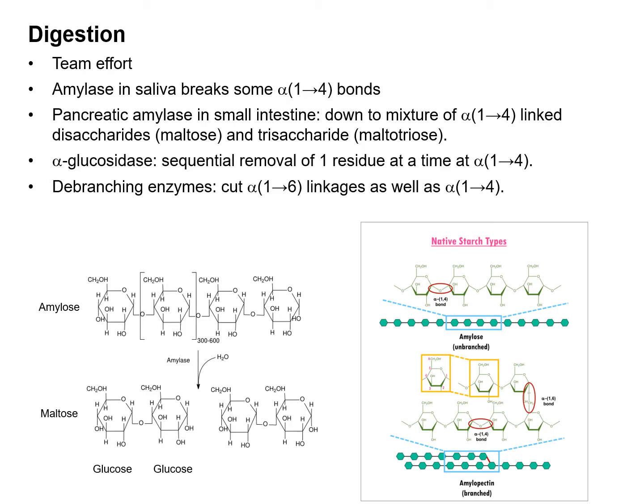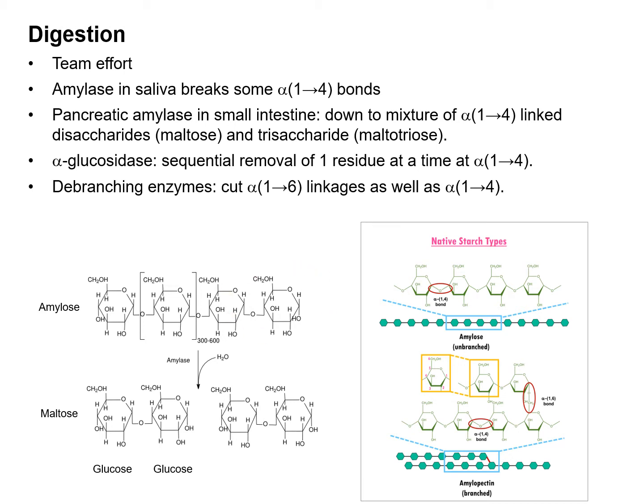Digestion of the polysaccharides is a sort of team effort where multiple enzymes and processes are involved, pretty much sequentially. As a first step, amylase, which is included in saliva, breaks down the starch or the polysaccharides by breaking some of the alpha 1,4 bonds. So they're going to have chunkier but smaller pieces of amylose.